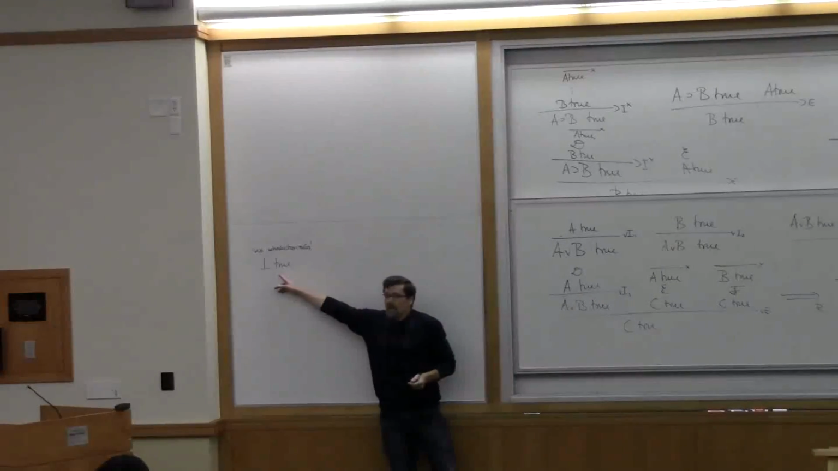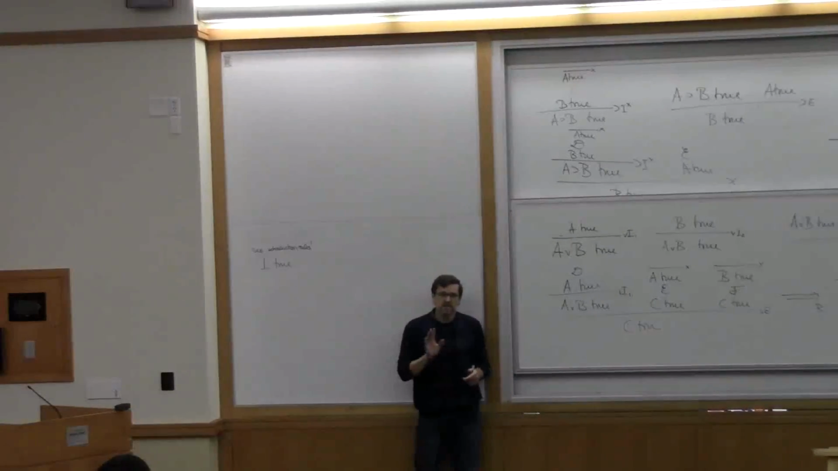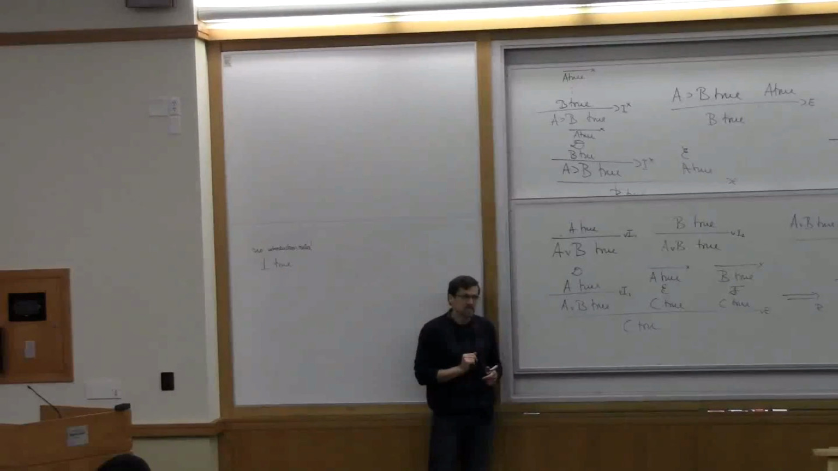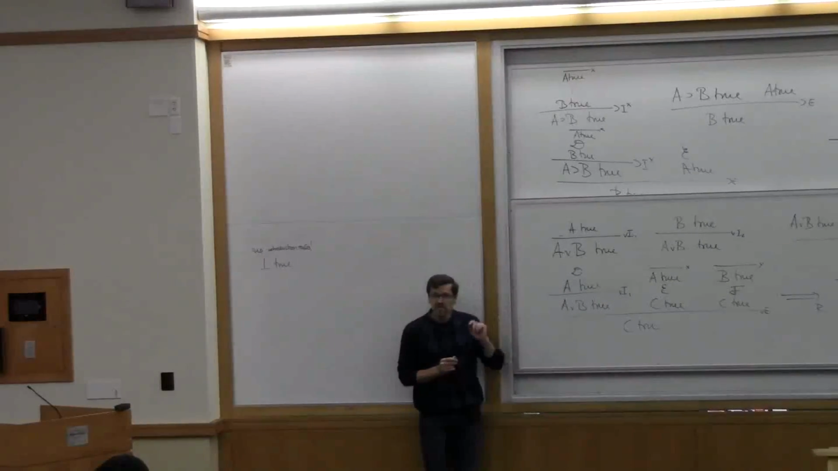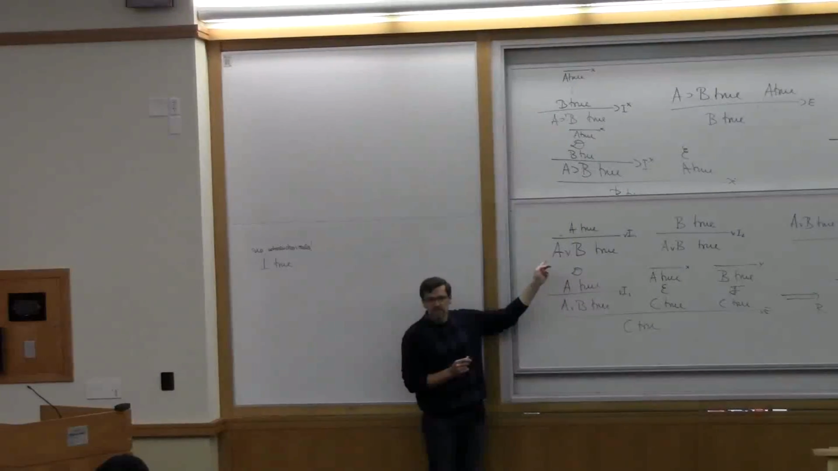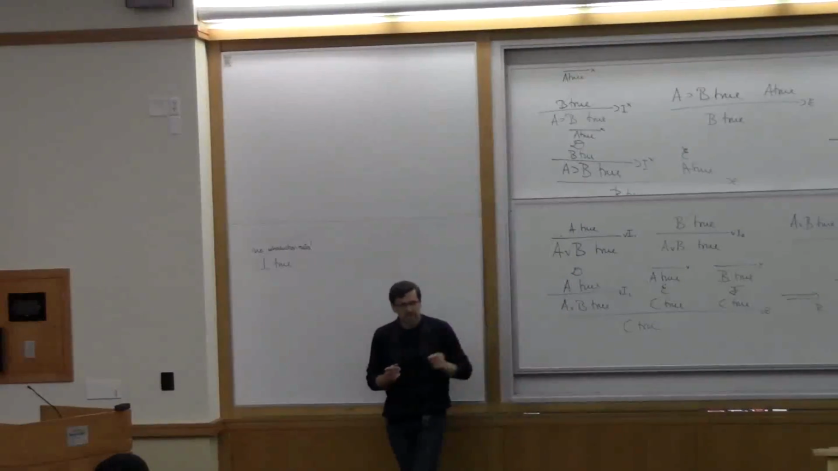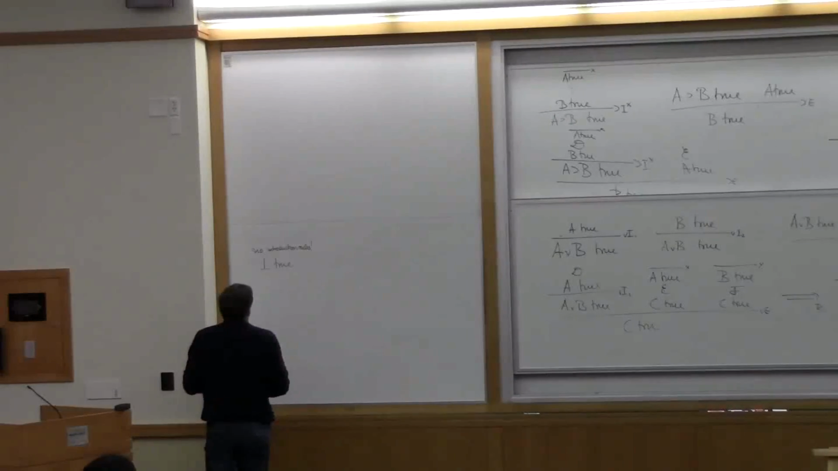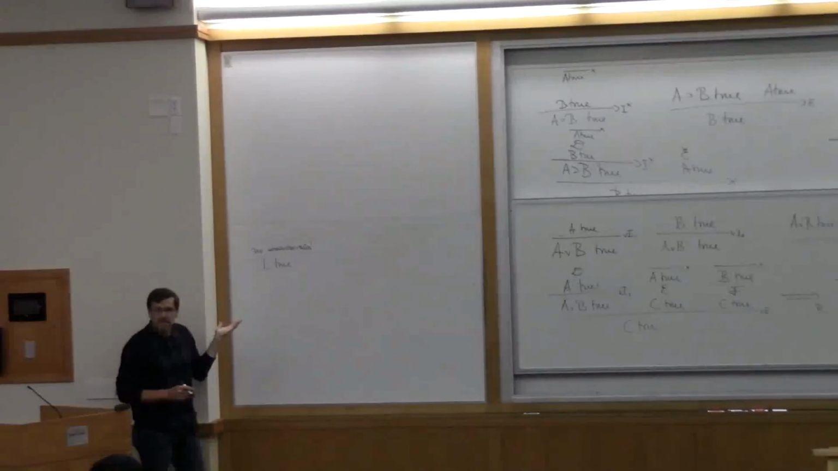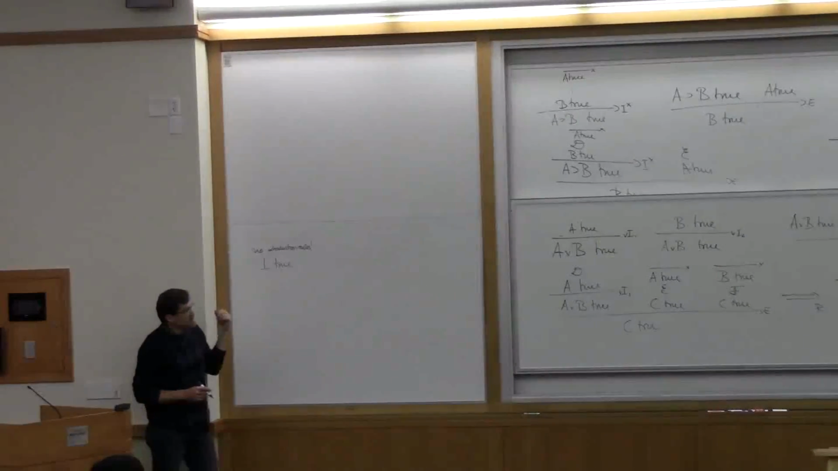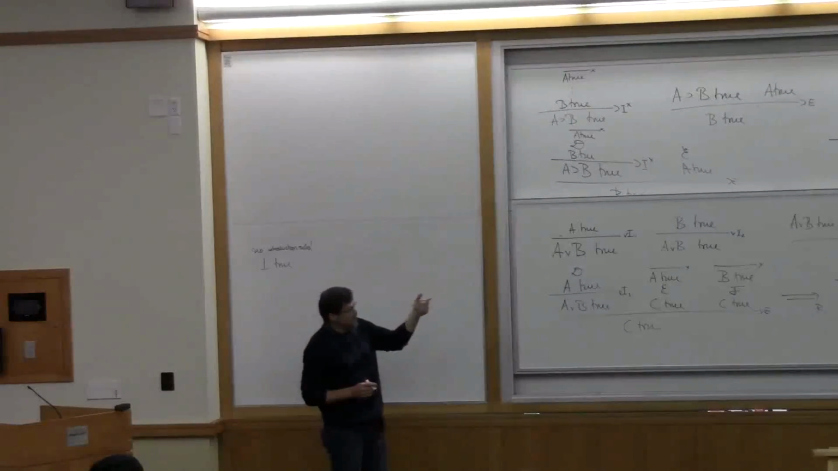Falsehood has zero pieces, so therefore there are zero introduction rules for it. If I had A or B or C as a primitive connective, I would have three introduction rules, right? Very simple. So what is my elimination rule? Let's do it by analogy over there.